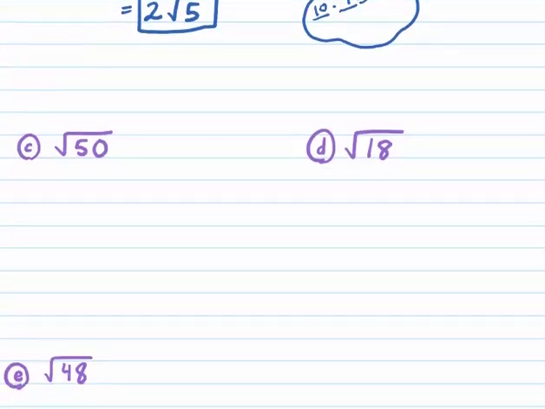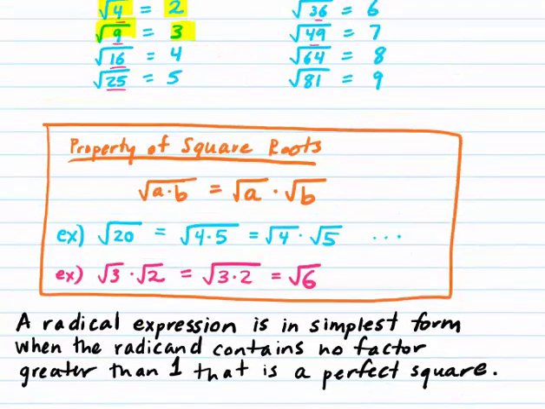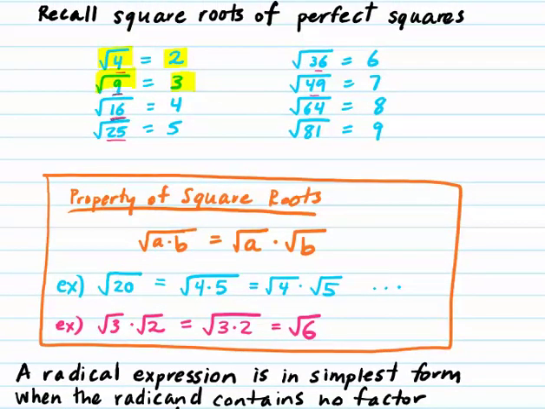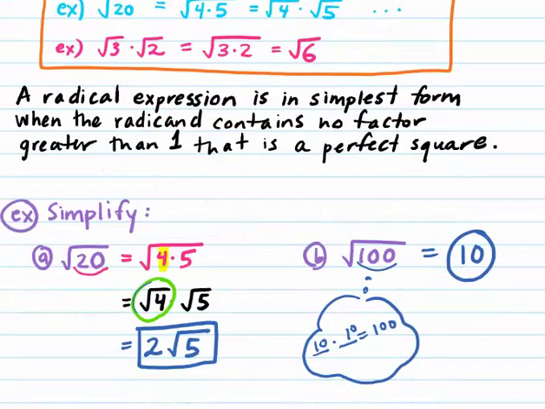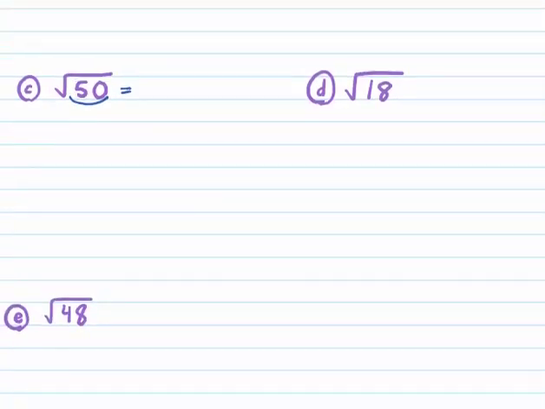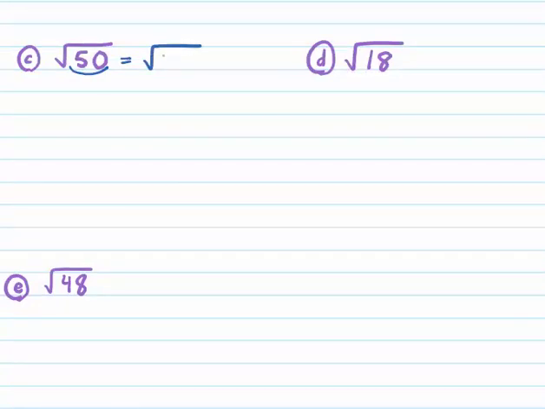Moving on to square root of 50, it's not perfect, but it does have a factor that's a perfect square root. So you're just kind of running through the list. Is 4 a factor? Is 9 a factor? 16, 25, 36, 49, and so on. And 25 is a factor of 50, so that would be a great factor to use. So this is 25 times 2, and that pulls apart square root of 25 times square root of 2.